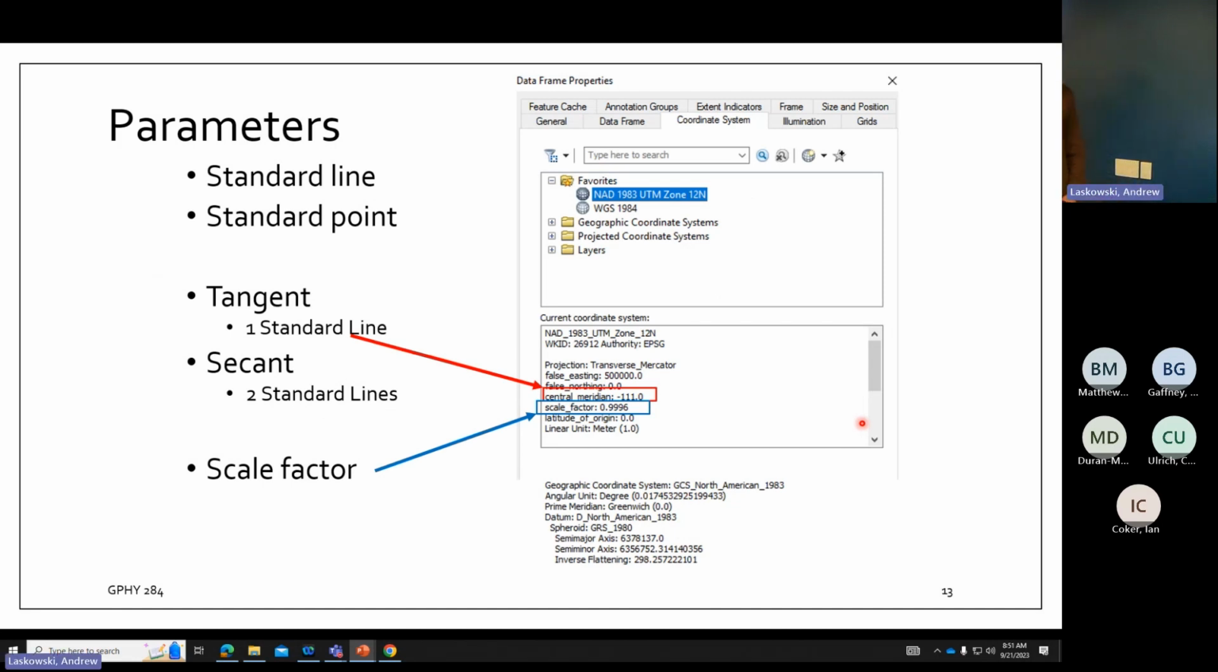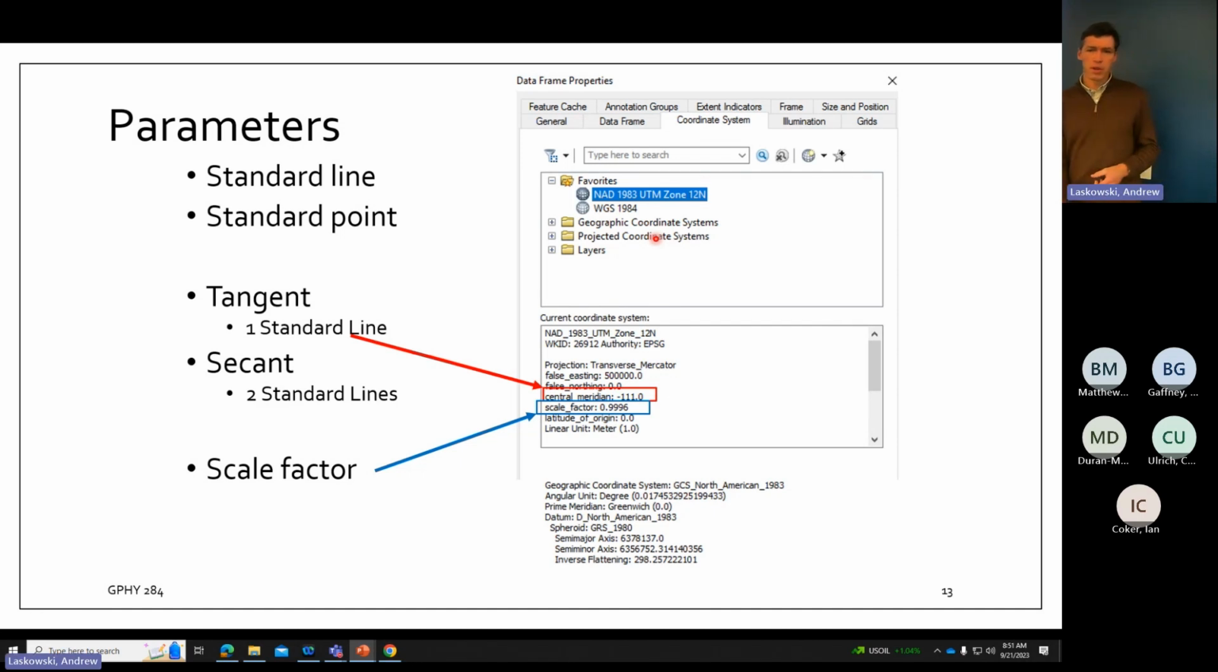So I mentioned how you can pull up parameters for projections. If you were looking at your data frame or your map, right click on it and hit properties, and you can pull up this menu. And you'll find a tab. It'll be on the left side in ArcGIS Pro. This is what it used to look like in ArcMap. Tab for the coordinate system. And it'll show you what's going on with your current coordinate system. And if you select another one, it'll also show you the differences.